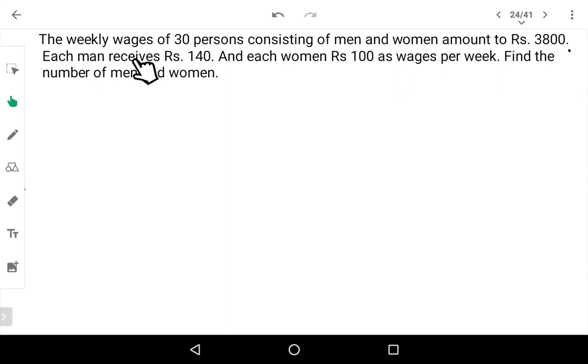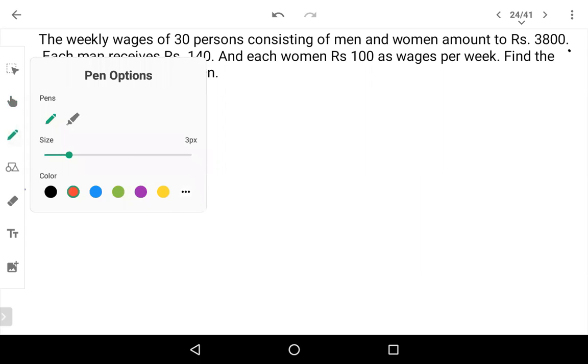Each man receives rupees 140 and each woman rupees 100 as wages per week. So every particular person, every man and every woman is receiving 140 and 100 rupees respectively. Find the number of men and women. Very easy. We just have to understand the question, derive the two equations, and then we are good to go. We'll be able to find the value of x. So first let us do the derivations.